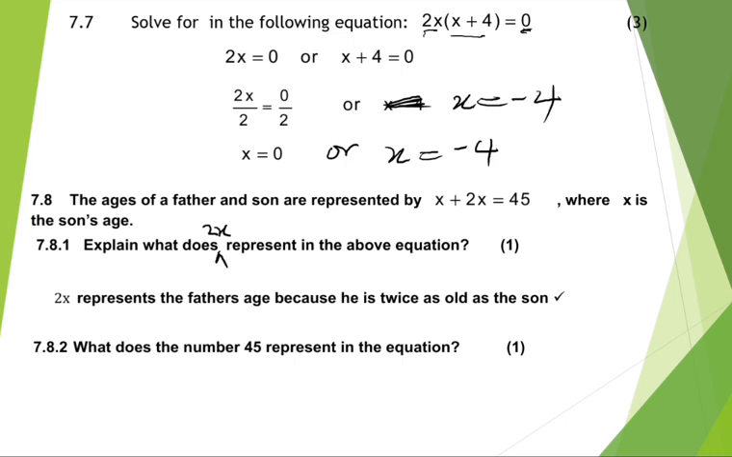Then 7.2, what does the number 45 represent in the equation? So the 45 represents their combined age. So when you combine the ages of the father and the son, that will give us 45.